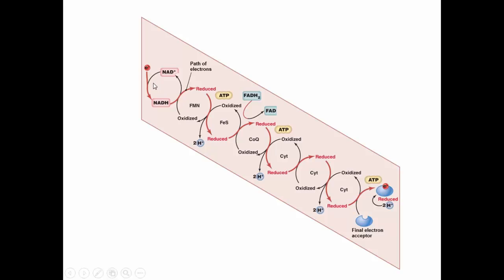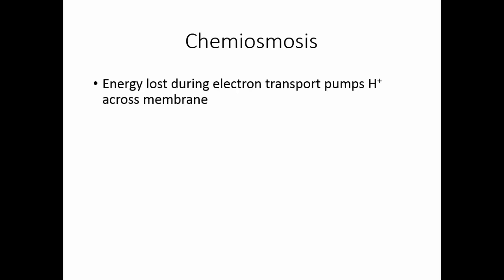In the electron transport system, we simply put the NADH and the NAD in. We oxidize, reduce, oxidize, reduce, oxidize, reduce. Every once in a while we get enough energy to pump some hydrogen ions across that membrane. Eventually, the electron ends up on its final electron acceptor molecule. Chemiosmosis is how we're going to capture that energy that's lost during the electron transfer. We use that energy to pump hydrogen ions across the membrane.